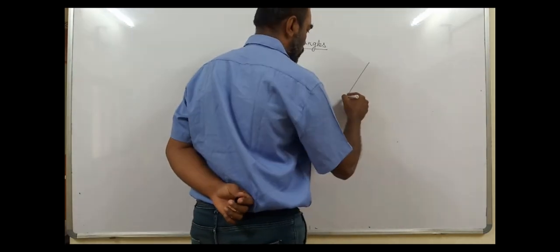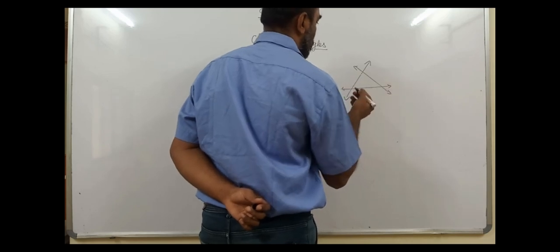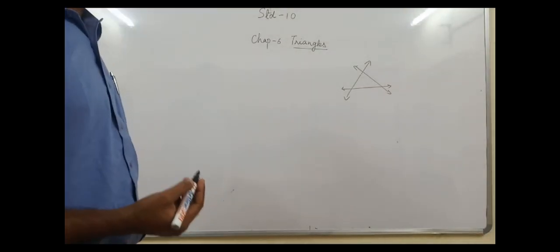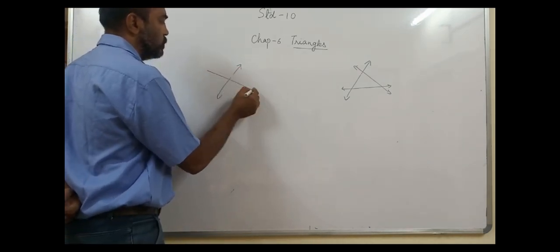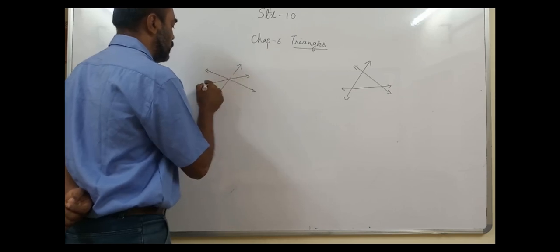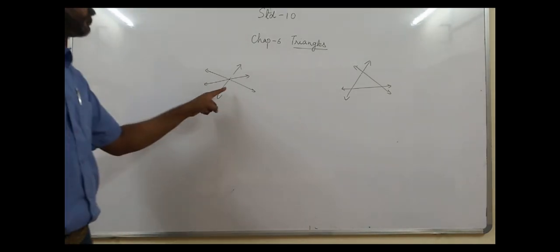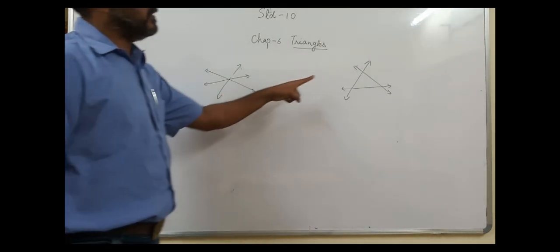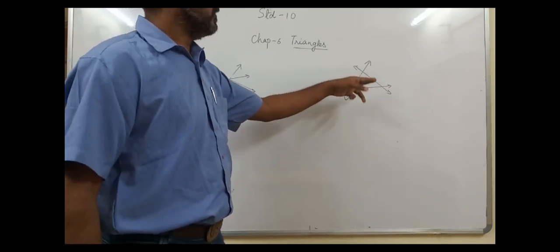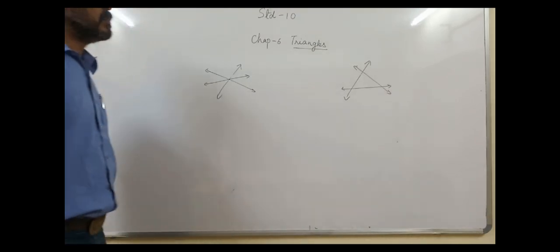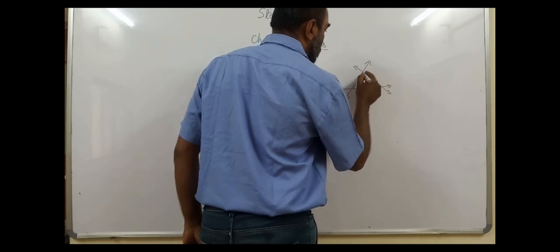So when three lines intersect in more than one point. Why should this be mentioned? When three lines intersect at one point only, then these lines are said to be concurrent lines, and concurrent lines do not form a triangle. But when three lines intersect in more than one point, how many will it be? If three lines intersect in three different points, then it gives rise to a triangle. So this is a triangle.